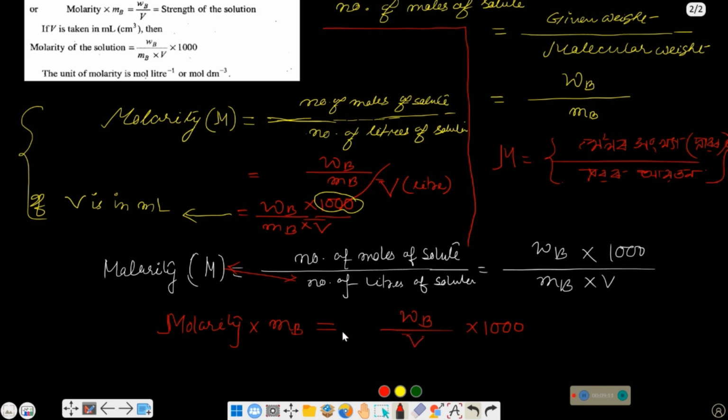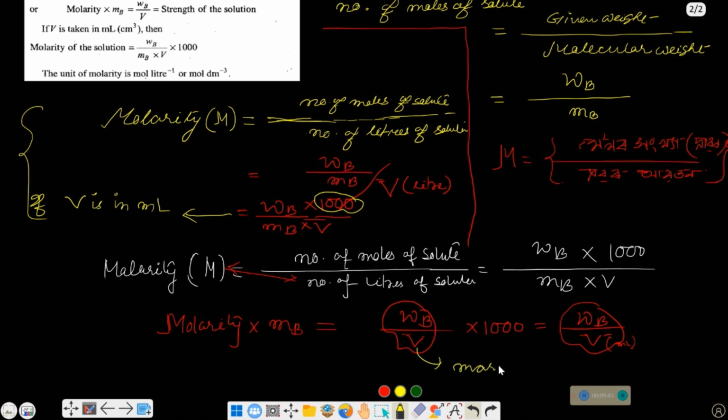If it is in ml, then we can write it like this. If it is in liter, then W by V in ml. We are keeping this in ml. Then this is nothing but the strength of the solution. It is the mass by volume percentage.